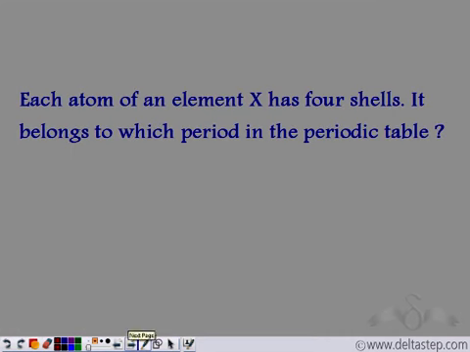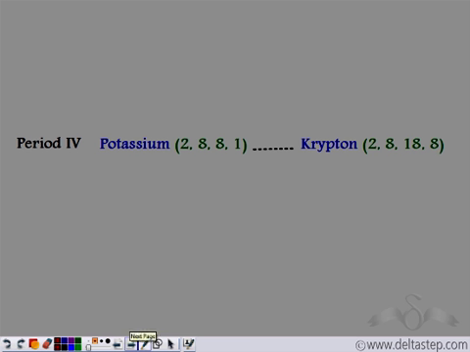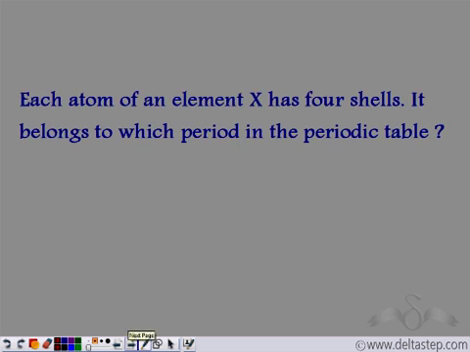So each atom of an element X has 4 shells. To which period does it belong in the periodic table? We know that the period number is equal to the number of shells. This is true for all the elements in the periodic table. Any element belonging to a particular period has the same number of shells as the period number. So if an atom of an element has 4 shells, it belongs to period 4.